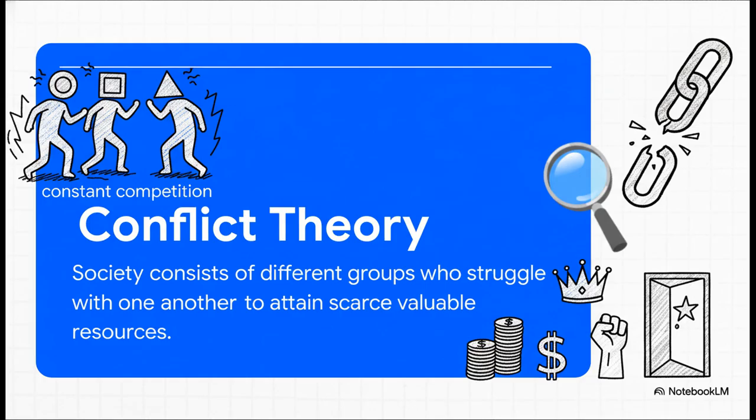Welcome to conflict theory. This view sees society not as a cooperative body, but as a giant arena where there's a constant competition going on. It argues that different groups, whether based on class or race or gender, are basically locked in this ongoing struggle for limited resources. And that struggle shapes pretty much everything.